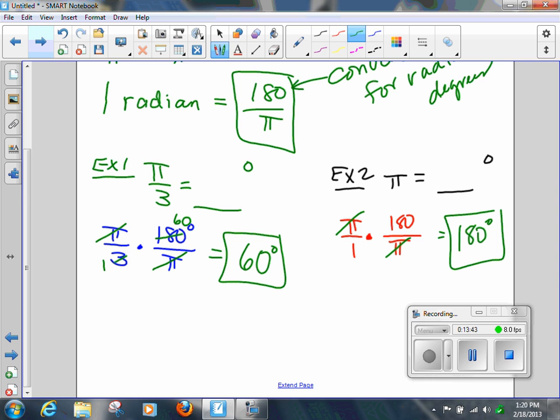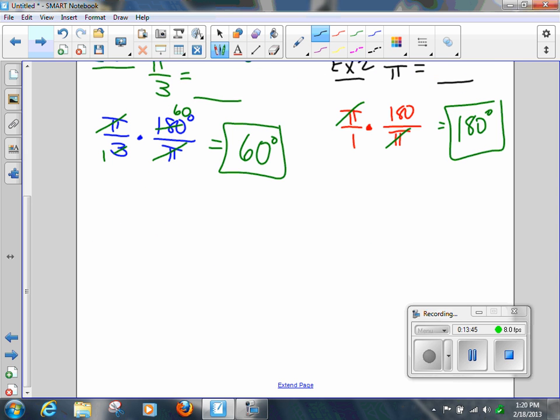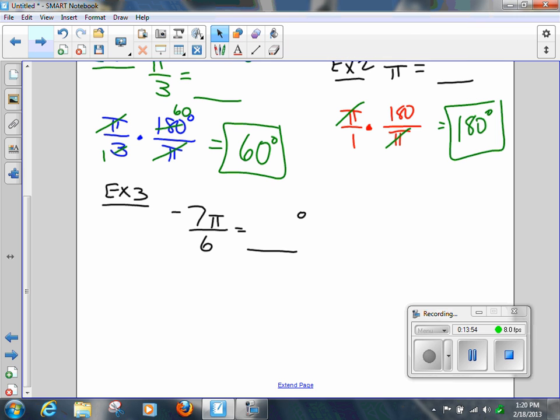How about this one? Any questions at all? Do you think this is easy? Yeah. It is easy. This is all you have to do for conversions. A little bit more. Negative 7 pi over 6. Convert that.